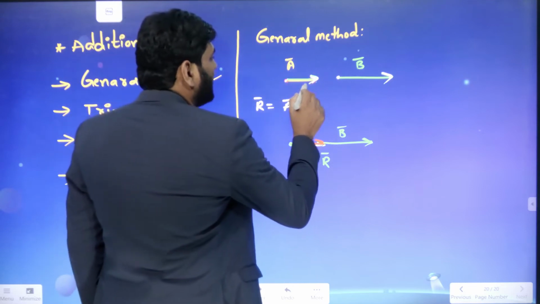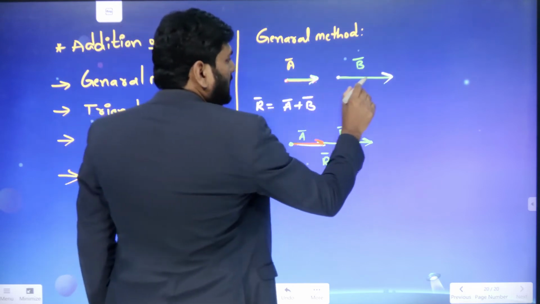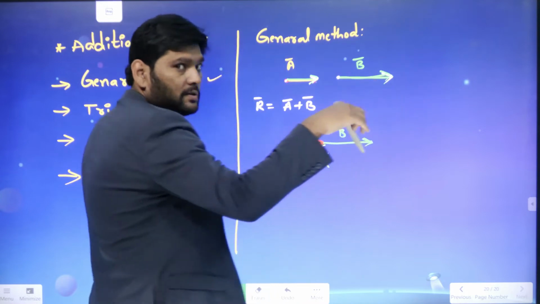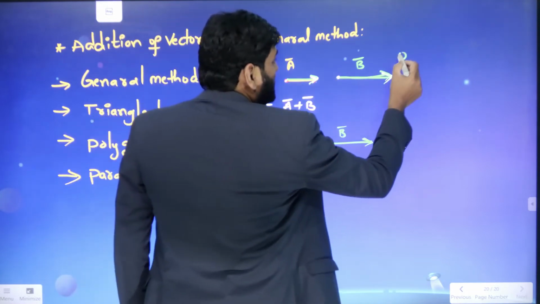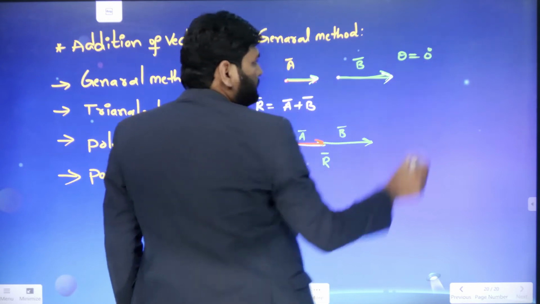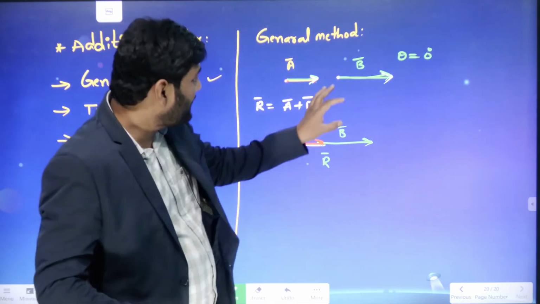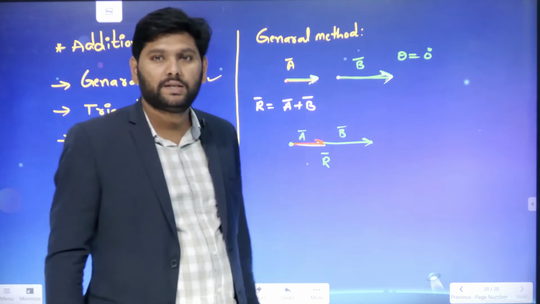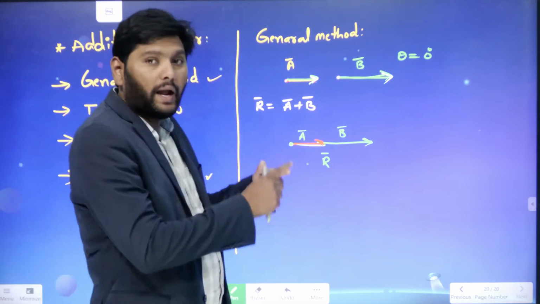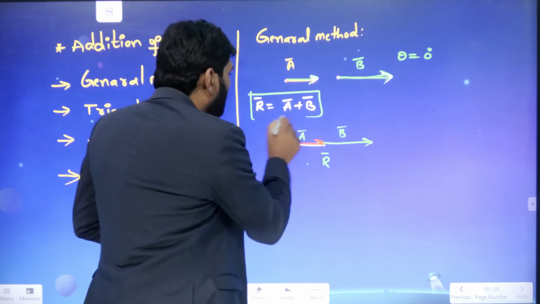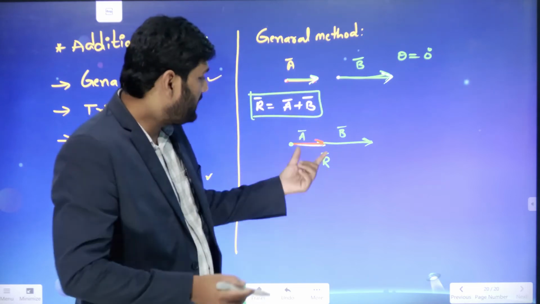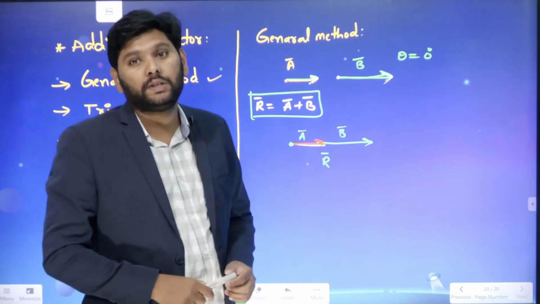When the vectors are acting in the same direction, look here. This A vector is acting in this direction, and B vector is also acting in this direction. So what is the angle between these two vectors? The angle between the two vectors is 0 degrees. So when the vectors act at 0 degrees, directly how do we add the vectors? This is your mathematical way. But how do you show it in a geometrical way? This is the way you can represent it geometrically.